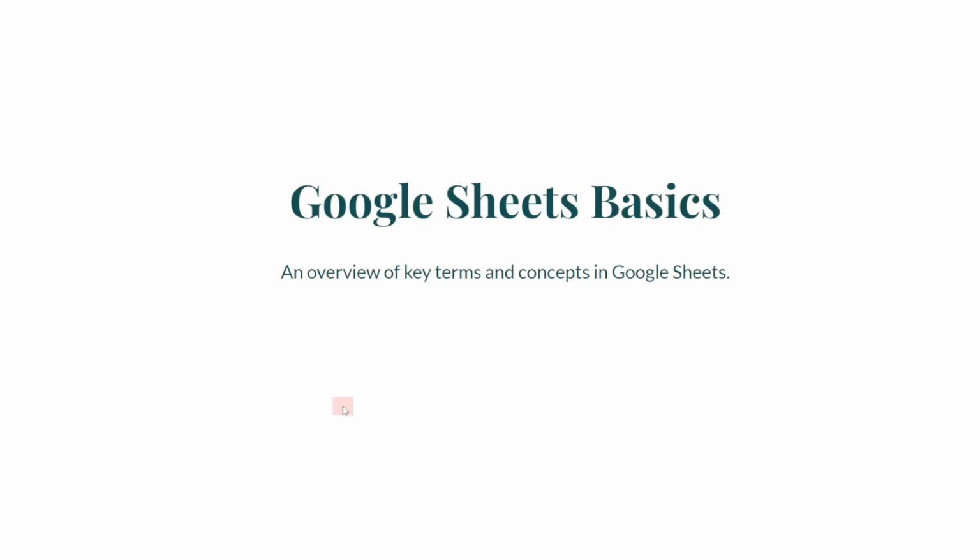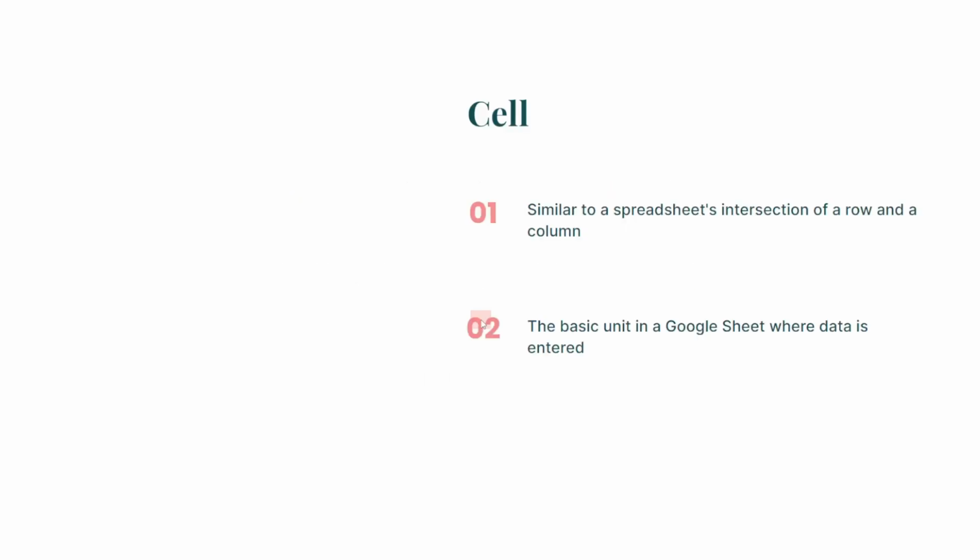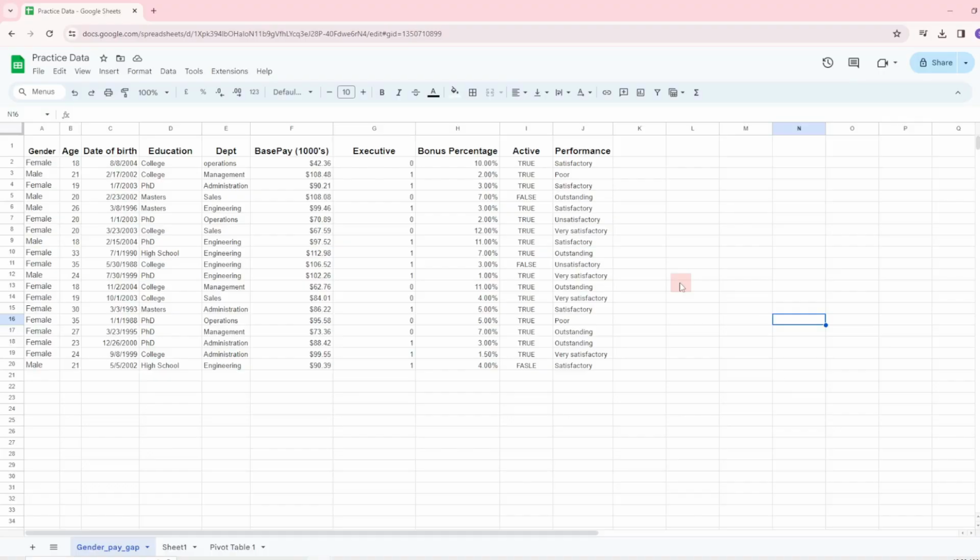We will be going over the terms and concepts, or vocabularies, associated with Google Sheets. So we will talk about cell. When we say a cell, it simply stands for the basic unit in a Google Sheet where data is entered. It's similar to spreadsheets: the intersection of row and column.